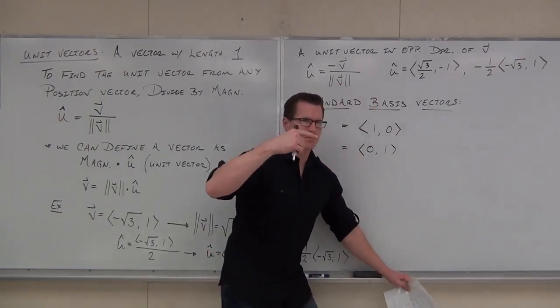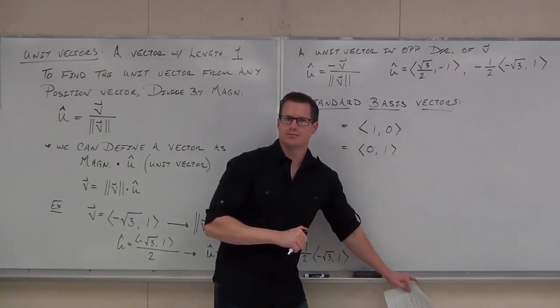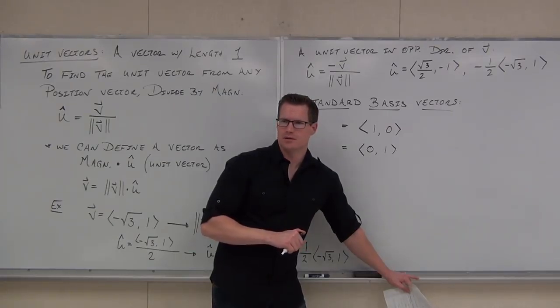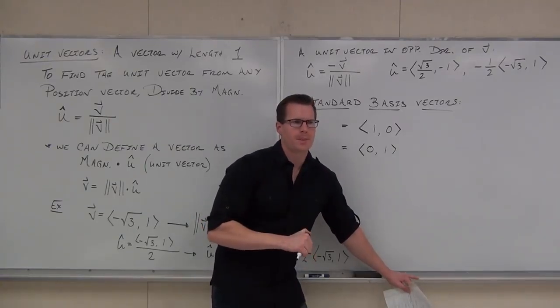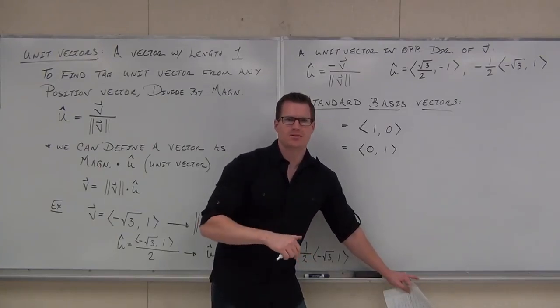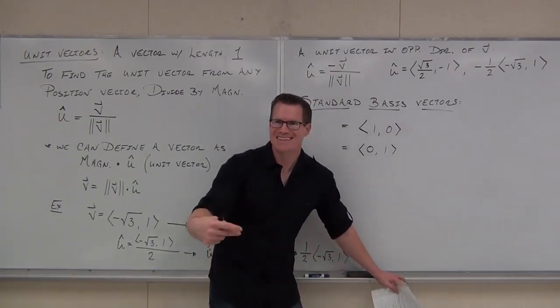So let's get it all together, okay? Where's the terminal point of that vector? What's the end of it, specifically? The initial point would be the origin because I'm talking about position vectors. Come on, what's the terminal point? Some of you already said it, I just didn't say it loud enough. 1, 0. What's the terminal point here? 0, 1.